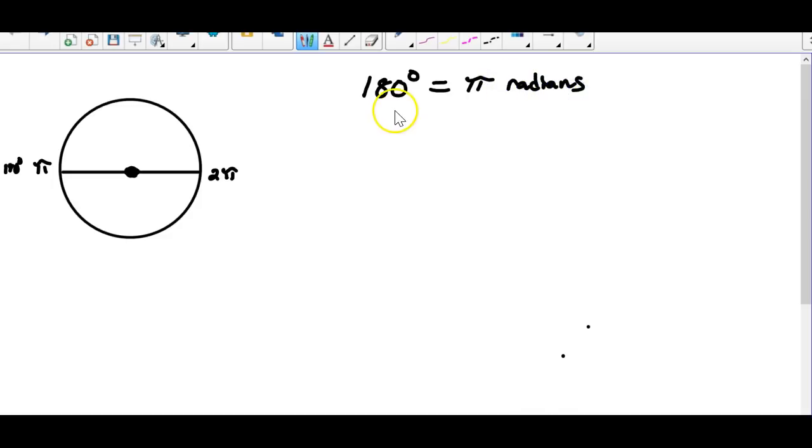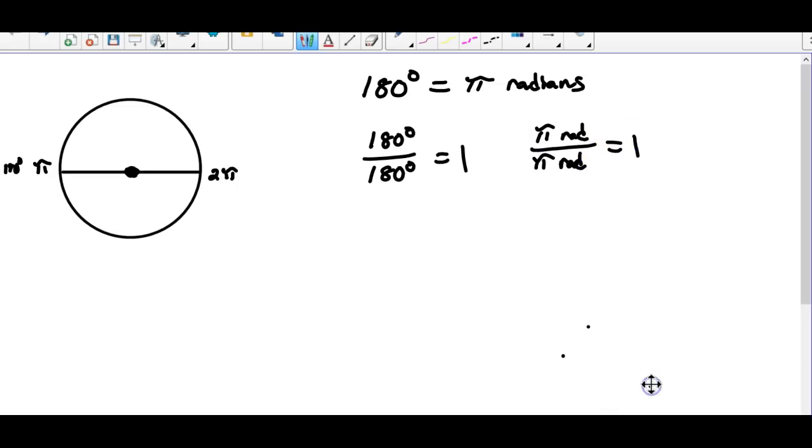And so I usually write these out as fractions. If I've got 180 degrees divided by 180 degrees, that would be the same thing as 1. Or we could say that if I had pi radians divided by pi radians, that's the same thing as 1. And why do I go through the trouble of saying all that? Well, if this is true, then I can substitute the denominator out right here with pi radians. And so let's go ahead and do that.